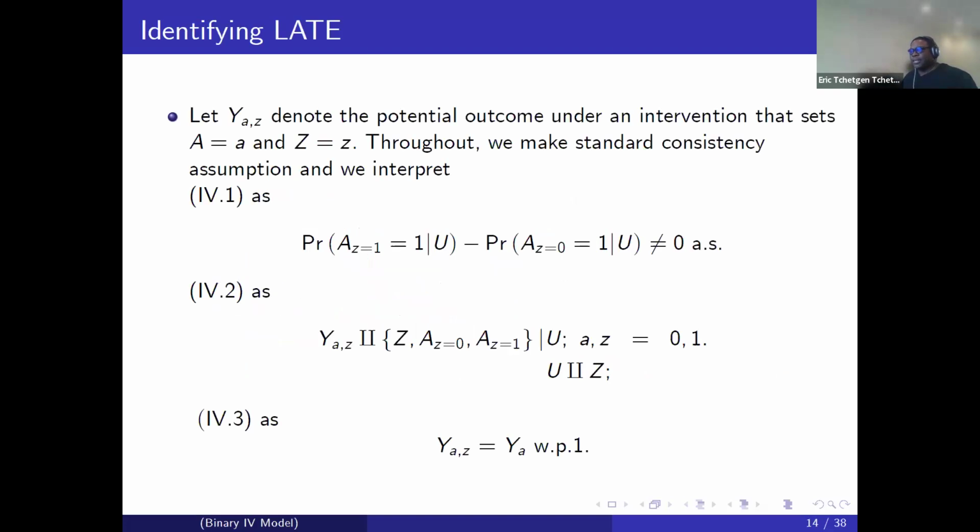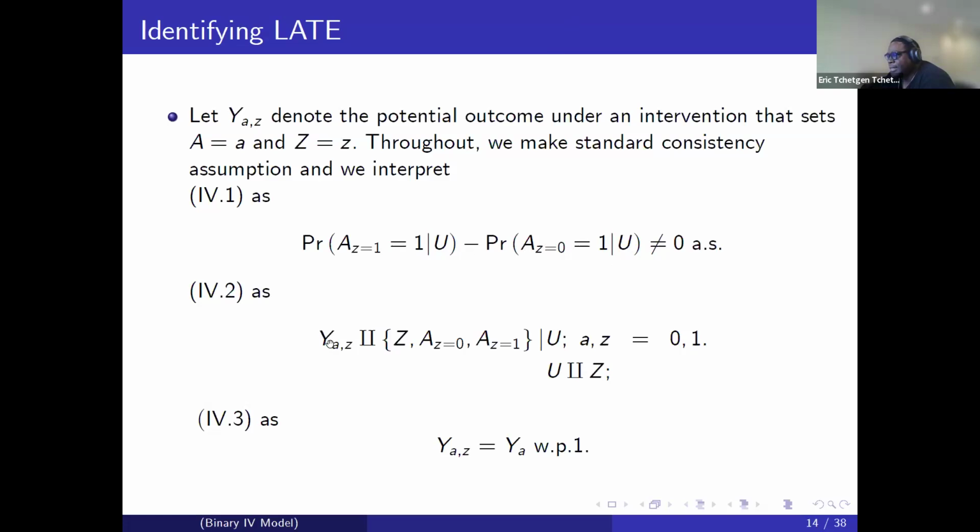We'll likewise use potential outcomes for the outcome. Y_{a,z} will denote the potential outcome under an intervention that sets A to little a and Z to little z. Throughout, we'll make the standard consistency assumption. I will not revisit this. And we'll interpret IV1 mathematically as basically: conditional on the unmeasured confounder U, there is an association between Z and A, almost surely.